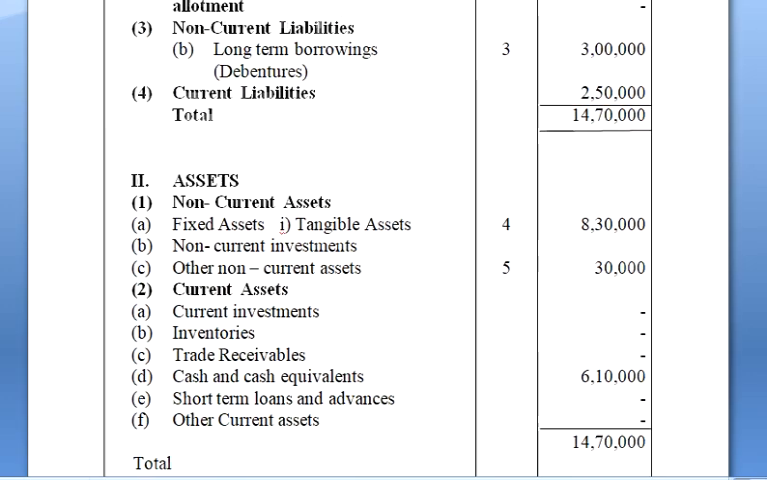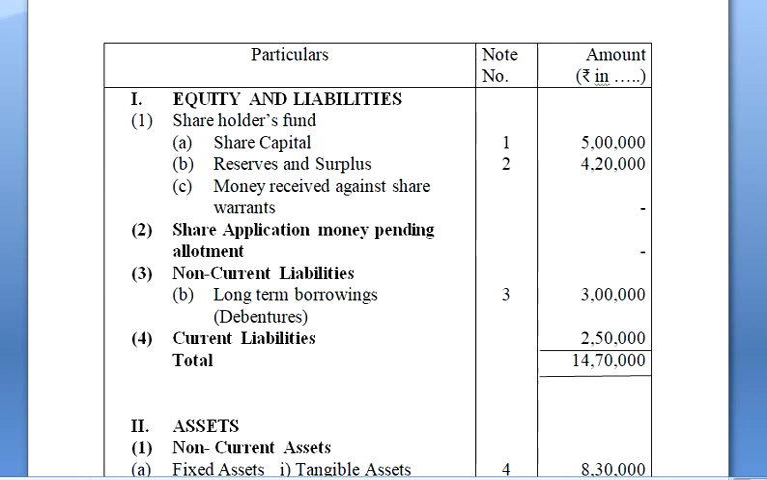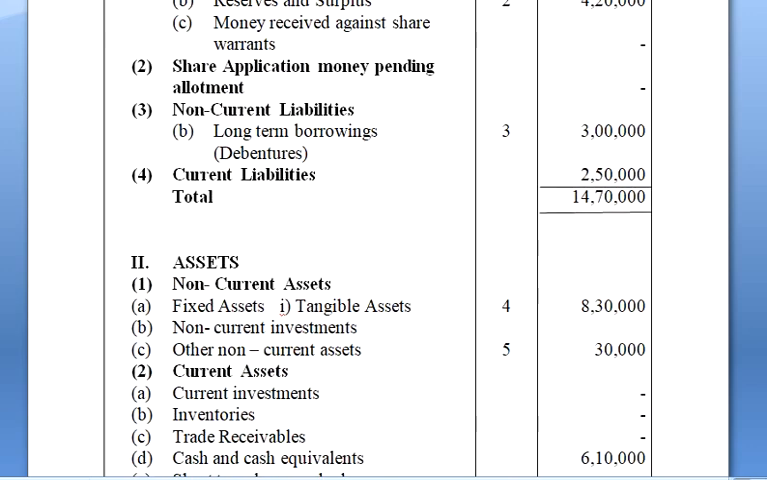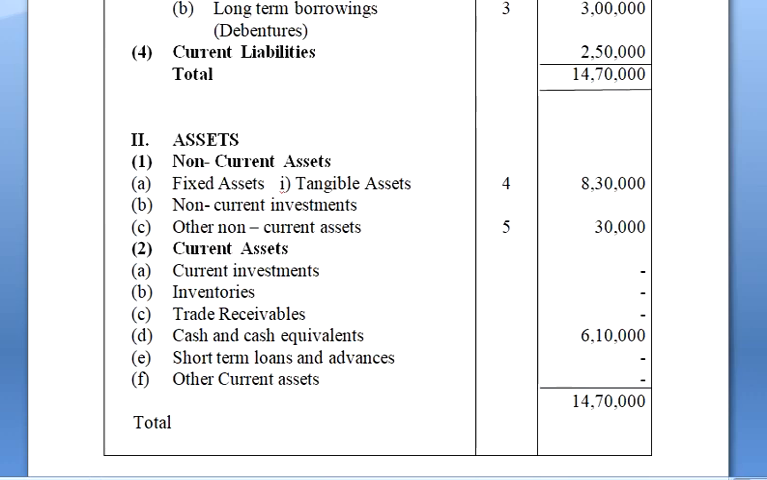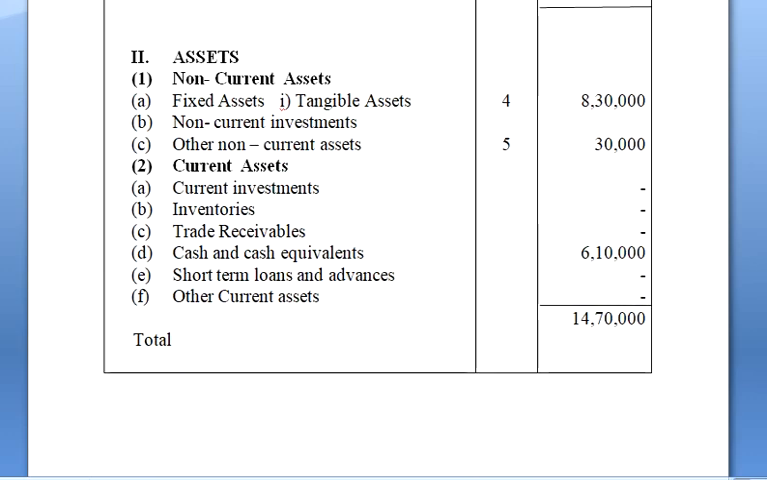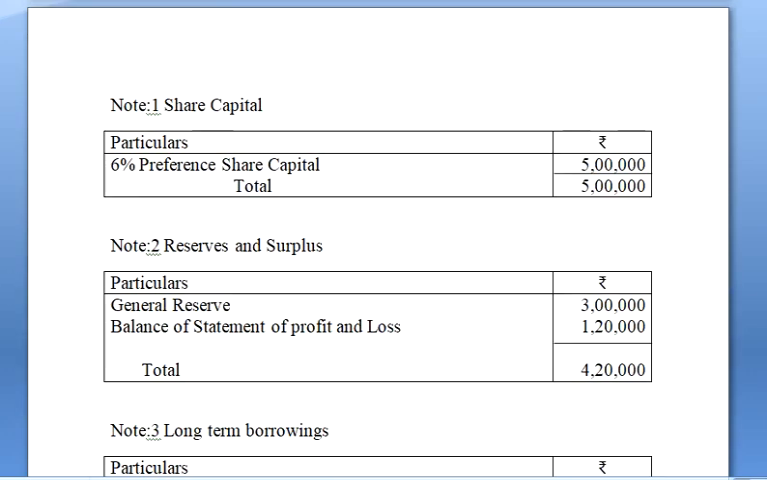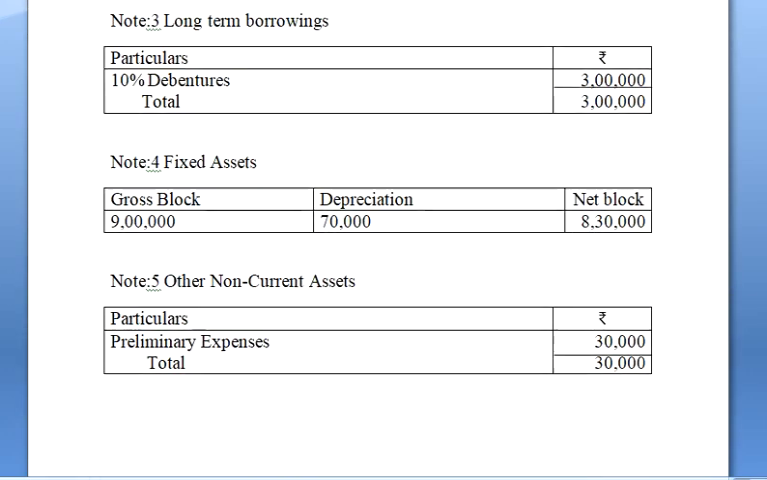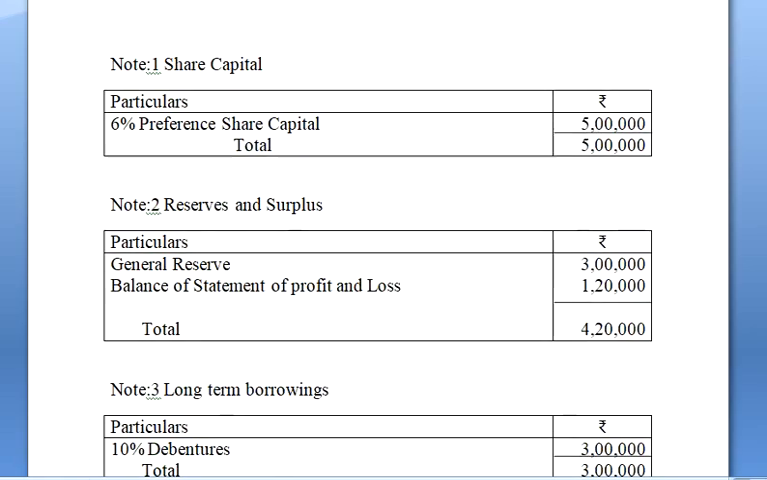So here you can see under the liabilities which are there, so you will be getting shareholders fund. Under the shareholders fund you will be getting share capital, reserves and surplus, money received against share warrants. Again, share application money pending allotment, non-current liabilities. Under that long term borrowings. Current liabilities here they didn't give anything, directly they are given 2,50,000. So directly we have taken. Assets means non-current assets, under that fixed assets, non-current investments, other non-current assets. Current assets, current investment, inventories, trade receivables, cash and cash equivalents, short-term loans and advances, other current assets. So you will be getting the total. So you can pause the video and you can make it, you can write all the notes also.